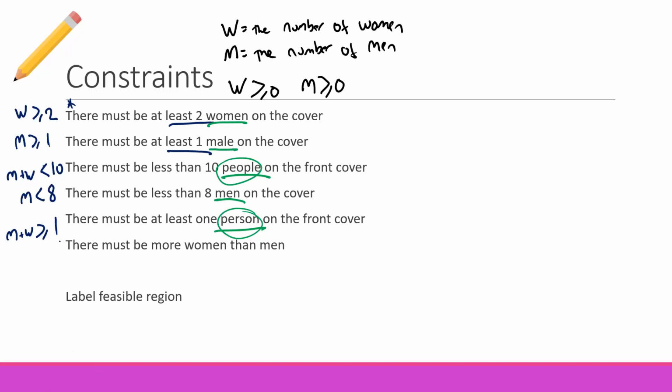And what about this last one? There must be more women than men. How is that going to work? What's that one going to be? What's that going to look like? There must be more women than men.